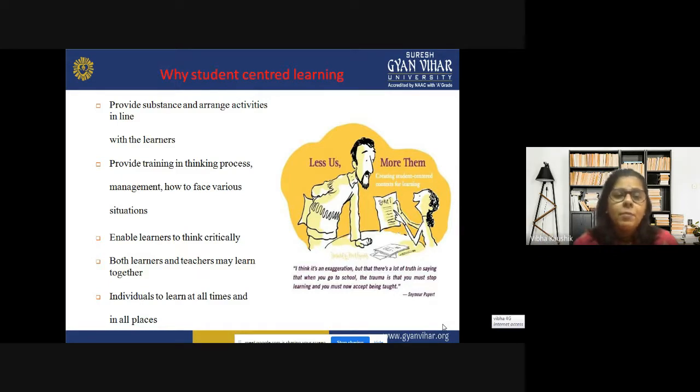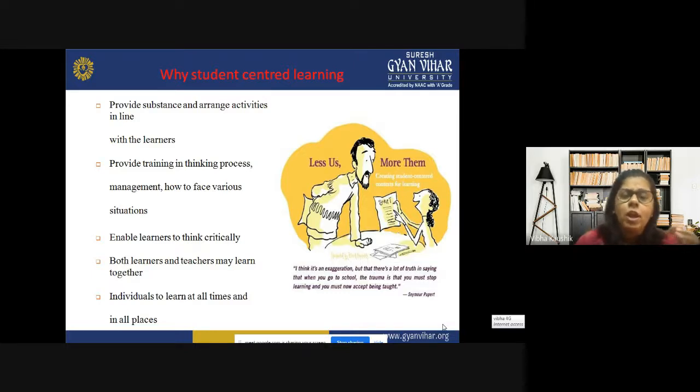Provide training in thinking processes, meaning student-centered learning gives opportunities to the learner so that they can think in a proper process, manage, and face various situations in their life. Enable learners to think critically. It is important that the student-centered approach makes the learner think in a critical way. Both learner and teacher may learn together.